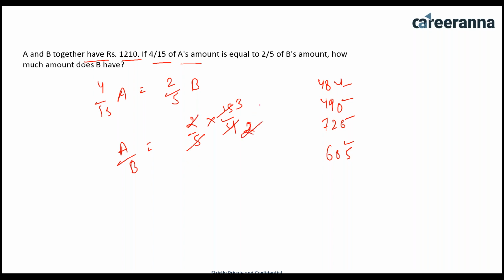So it will be 3 by 2. So A is to B equals 3 by 2, and I have to divide the amount between A and B in 3 by 2, right? So I have to find out the amount which B has. So for B, it is 2 by 5 multiplied by 1210. Please solve this for me.